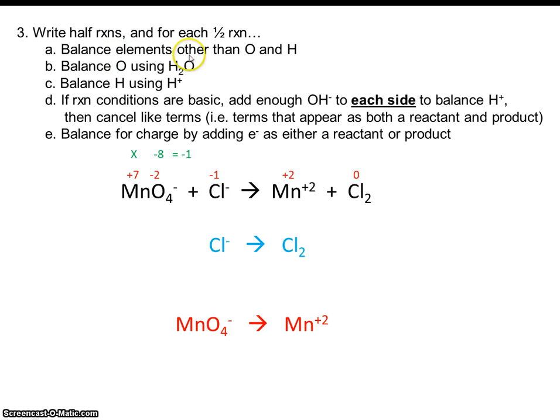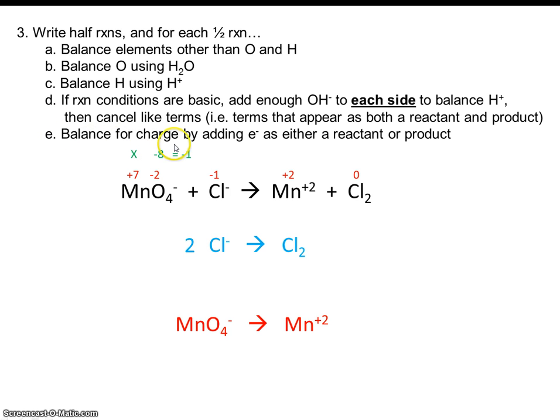Step A, let's balance elements other than oxygen and hydrogen. Okay, that would be chlorine. We have 2 chlorines on the right, so let's make 2 chlorines on the left. Step B, balance oxygen using water. Well, we don't have any oxygen, so we don't have to do step B. Step C, balance hydrogen using H+. Well, we don't have any hydrogen either, so we can skip C. Step D, if conditions are basic. Conditions are not basic, the conditions are acidic, so we can skip D as well.